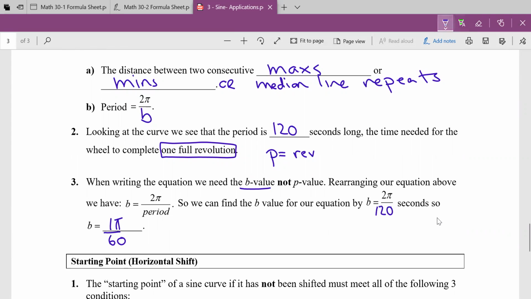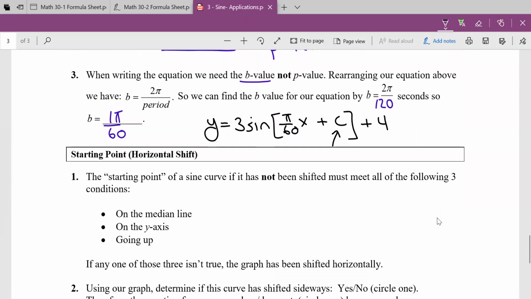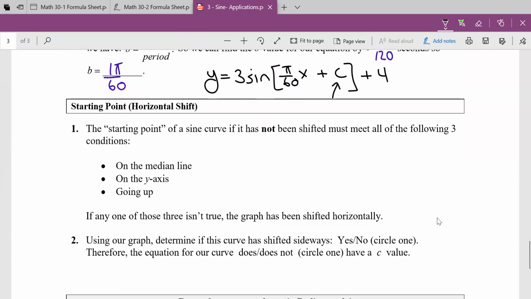So in fact, if I wanted to write the equation right now, here's what I have. The amplitude is 3. The b value is pi over 60 x plus c, I don't know c yet, and the d value is the center of the wheel, or the average height above ground. It's 4. So what about the c value? Remember before in the other lessons I said the c value, I don't really care too much about it. The answer is simply just yes or no. I don't need you to find it unless you're doing a regression.